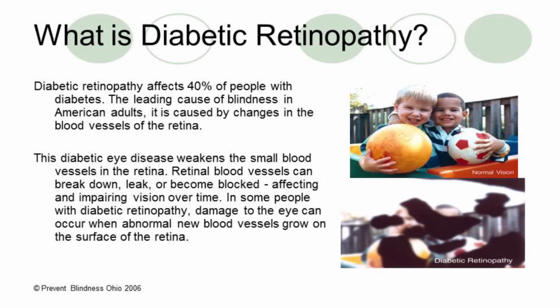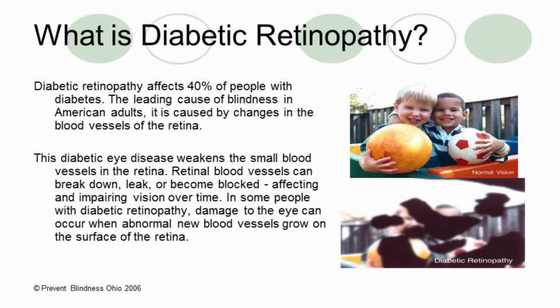Diabetic retinopathy is a condition that occurs in people with diabetes, and it's the leading cause of blindness in American adults. It's caused by changes in the blood vessels of the retina. Diabetes can cause damage to blood vessels such as the capillaries, which are small blood vessels that deliver nutrients and oxygen to tissues throughout the body, including the retina of the eye.